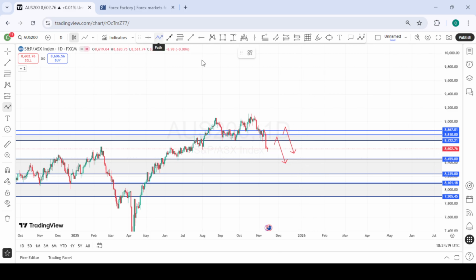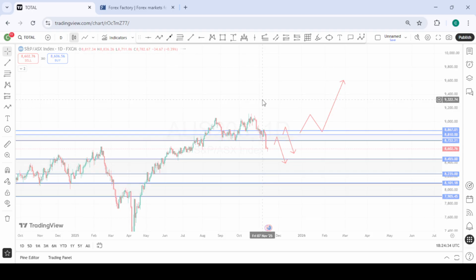Should price continue buying, clearing these highs, then we're interested in taking the buys to the upside. Until then, we are very bearish on Australia 200 for the coming week. So if you're into crypto, the next setups are for you.